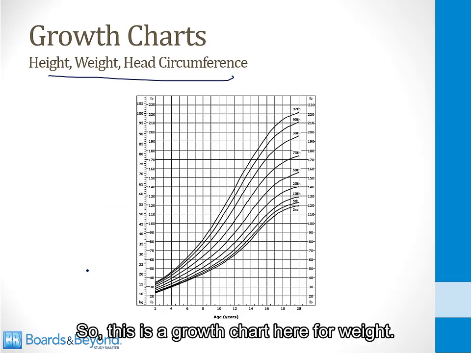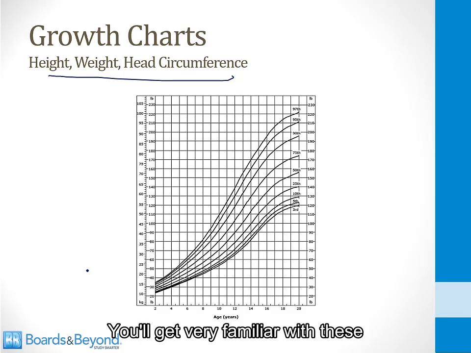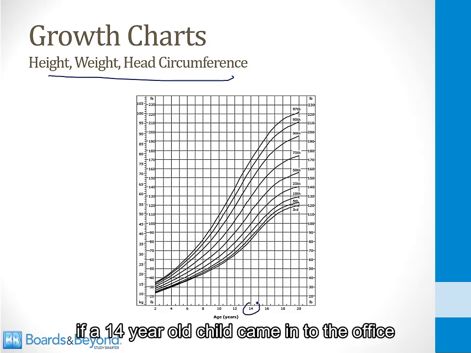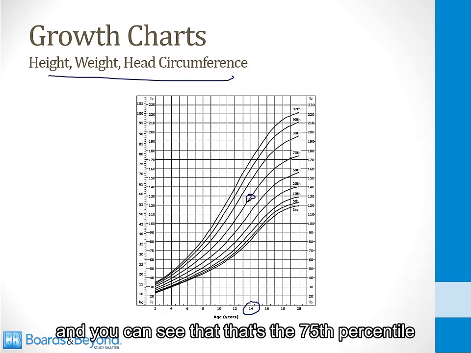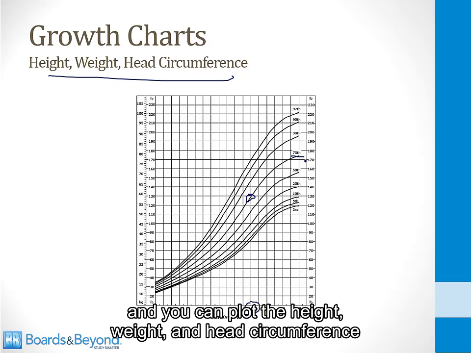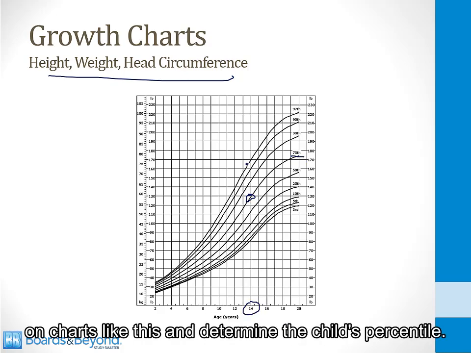So this is a growth chart here for weight. You'll get very familiar with these on your pediatrics rotation. So for example, if a 14-year-old child came in to the office and had a weight of 130 pounds, that would be right here. And you can see that that's the 75th percentile. And you can plot the height, weight, and head circumference on charts like this and determine the child's percentile.